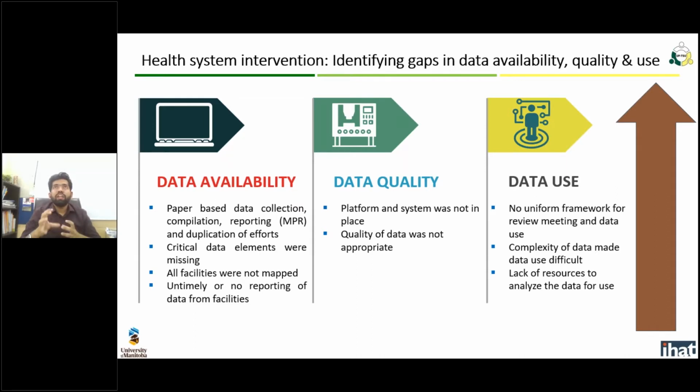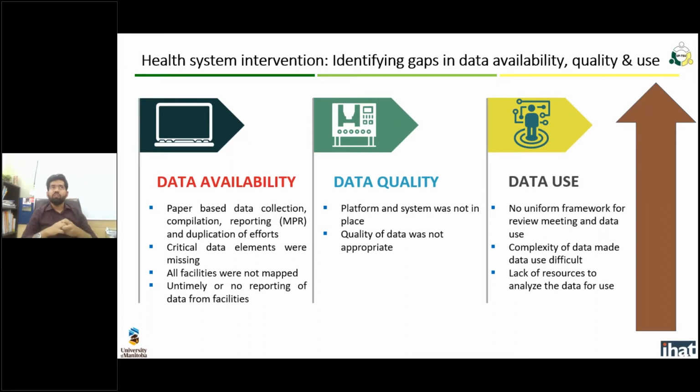On data quality, a platform was completely missing. There was no accountability about who would do the data quality analysis, how to improve it, and who would be accountable for the data quality. Such a system is what we found missing at that time in 2014.